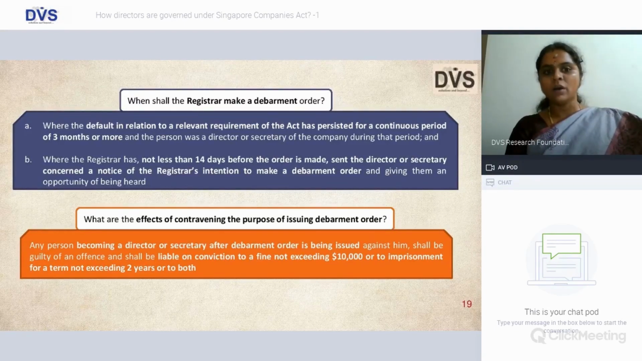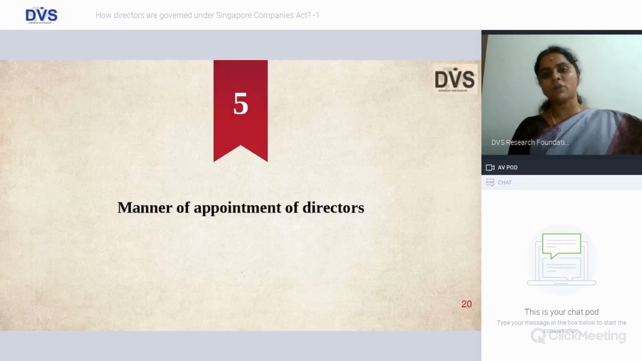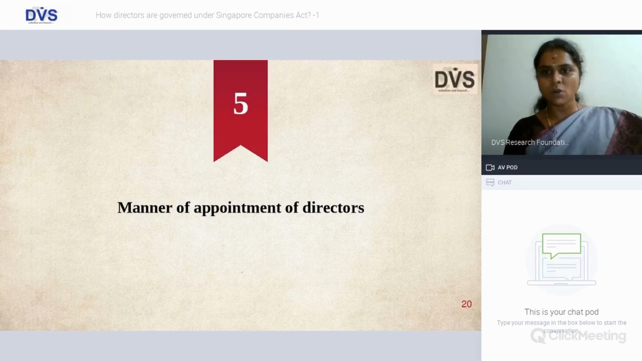and the person was the director or secretary, and the order has been issued, sent by the registrar. So the effect of following the debarment order will be that the person who is director or secretary after this debarment order is issued shall be guilty of an offence and shall be liable on conviction to a fine not exceeding 10,000 Singapore dollars or imprisonment for a term not exceeding 2 years or with both.